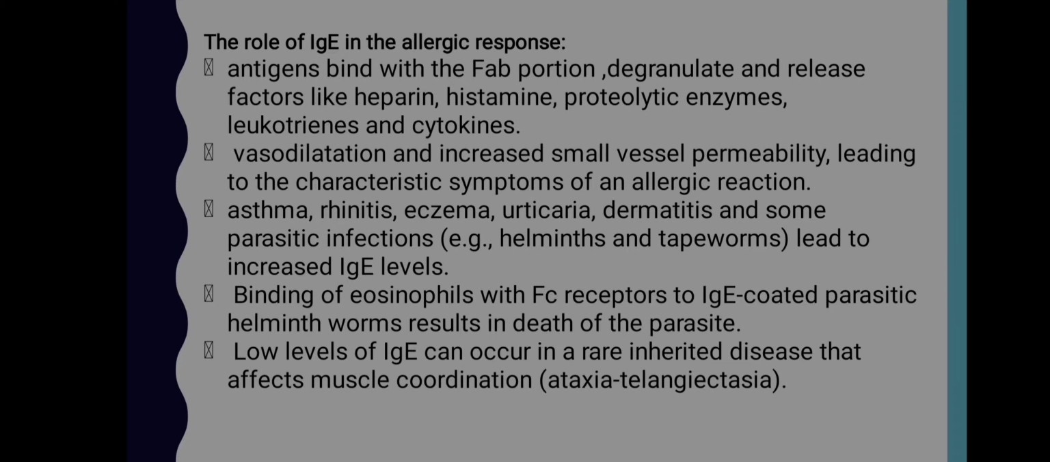Binding of the eosinophils with the Fc receptor of the IgE located on the parasitic worm results in death of the parasites. Low levels of IgE can occur in rare inherited diseases that affect muscle coordination.